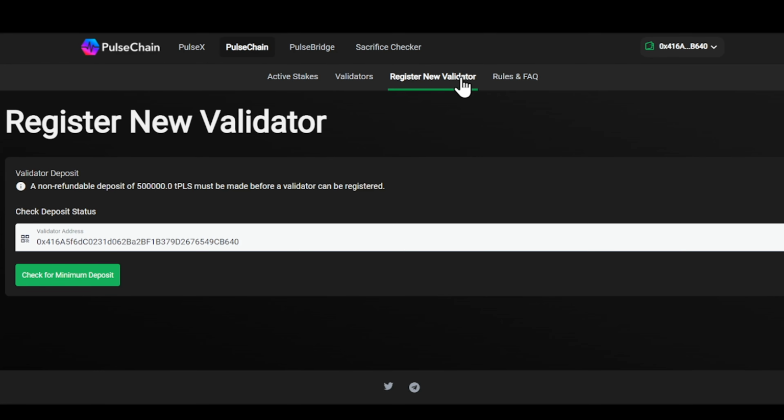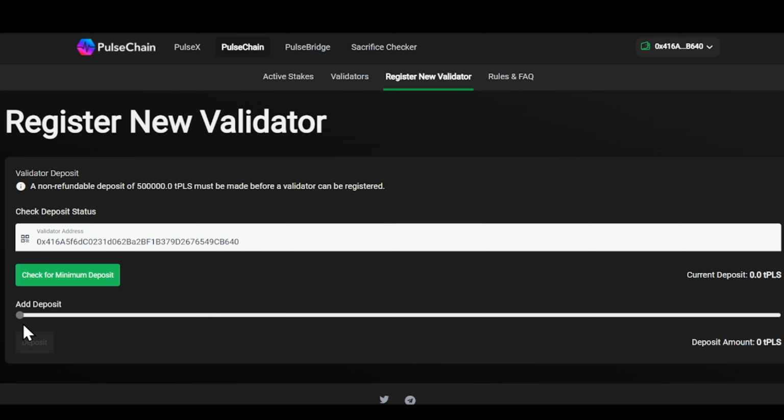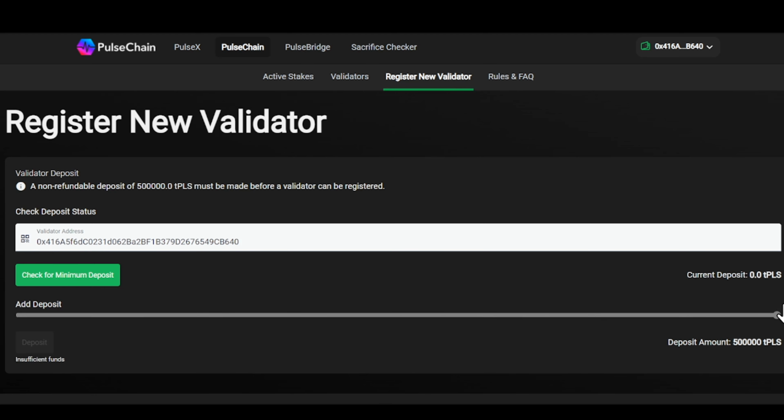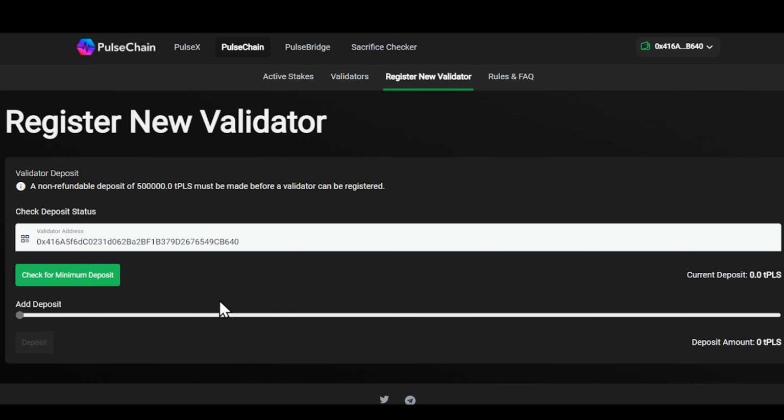If you would like to register for a new validator, it's very easy. All you have to do is click on the minimum deposit. You can see right here, add deposit. Just add as many as you want. But remember, guys, this is a non-refundable deposit. If I'm correct, 500,000 TPLS must be made before a validator can be registered.